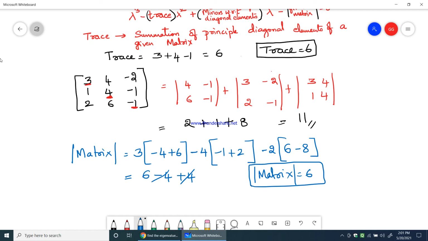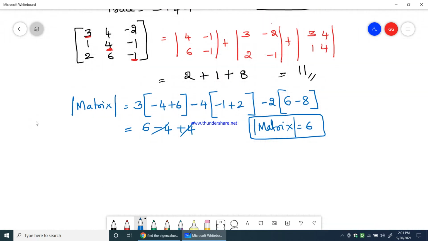Therefore, the final equation that we write here is lambda cube minus trace, which is 6 lambda square, plus 11 lambda minus 6 equals 0. Now this is the equation you get. To find the roots of this equation you should use the calculator. So I'll just use the calculator and find out what roots we get for this.